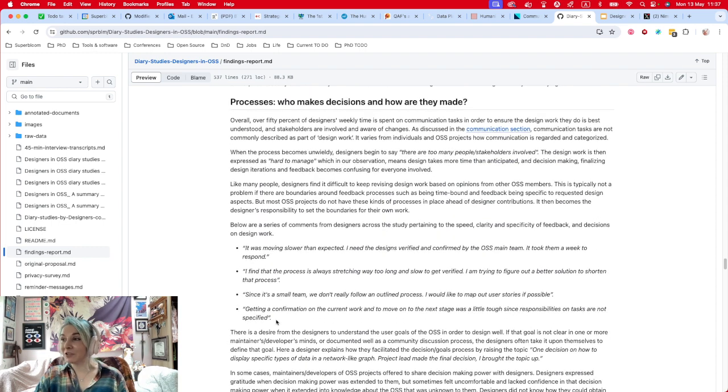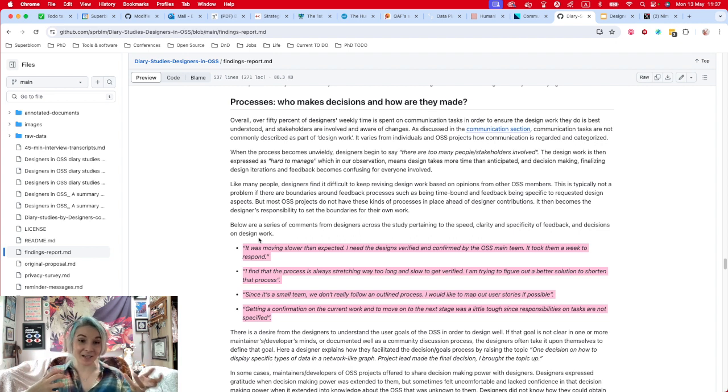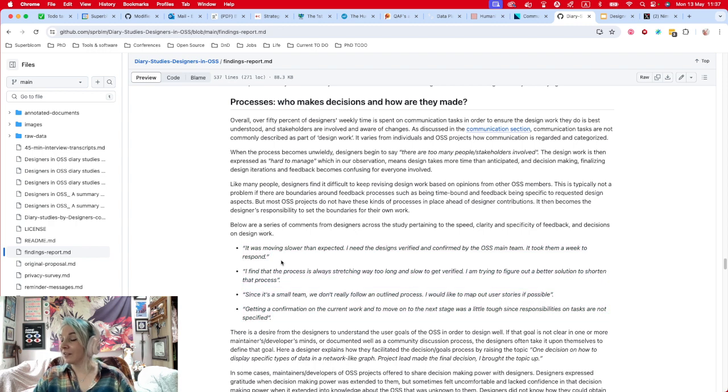Something that was completely absent from the responses around decision-making in open source software is that I don't think there was any mention that any designers were involved in decision-making processes. It's one of those things where the absence of data is as informative as the data that is given, or the responses that are given. So I'm pretty sure that none of the designers had indicated that they had decision-making power, for lack of a better way of describing it.